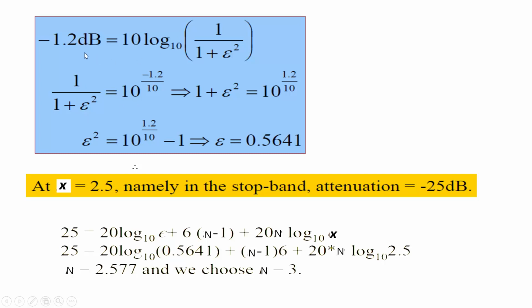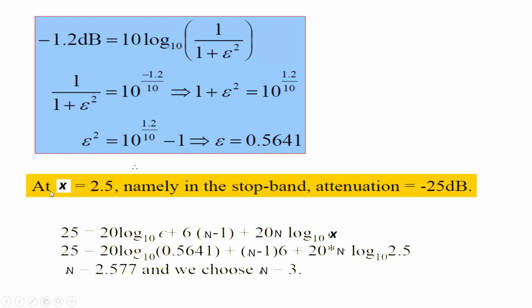Because 10 will go to the other side, it takes the exponent: 10 to the power of minus 1.2 divided by 10 will be equal to 1 plus epsilon square. From here, after solving this, you will be able to calculate the value of epsilon. Epsilon will come out to be 0.5641. This is the factor related to the ripple in the passband.